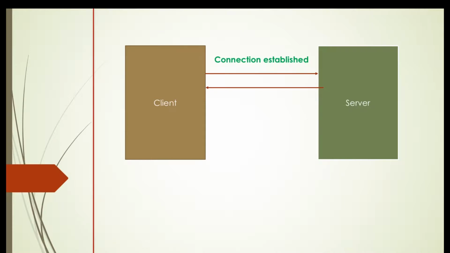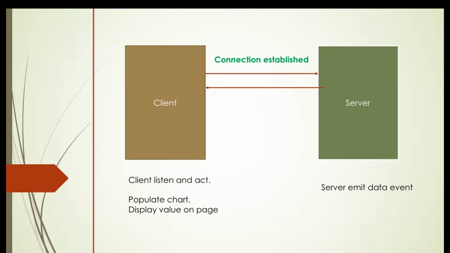If the connection is established successfully, then the server will emit a data event and the client will listen and act on it. For example, it will populate a chart or display a value on the page. If you remember, there is a value functionality we have already seen. So if you want to display that on the page, then we can implement that as well. We'll look into all of these things one by one.